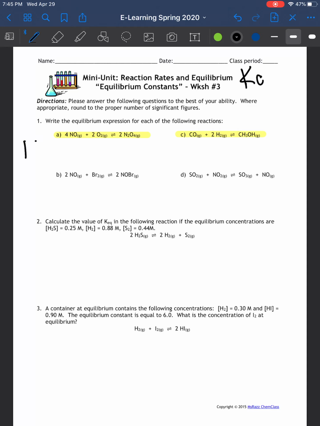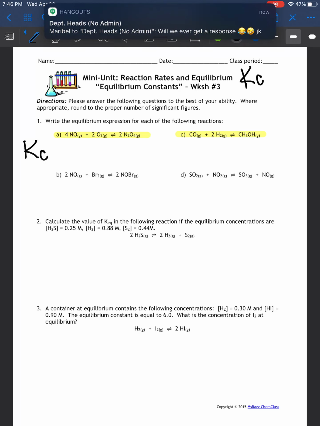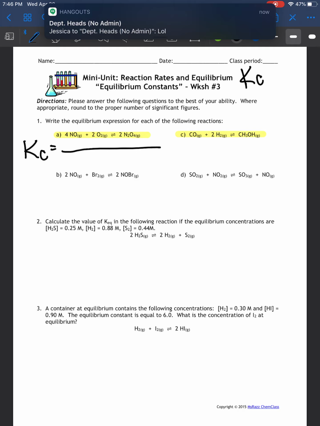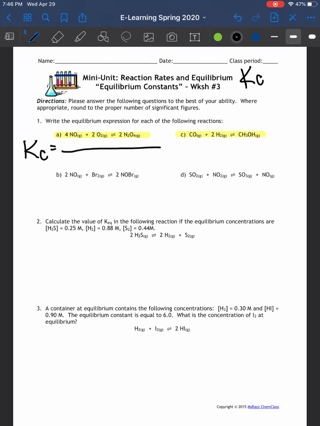So my equilibrium expression, Kc, is equal to products divided by our reactants. Our products are here on the right side of the arrow, and our reactants are here on the left side of our arrow. Let me just erase this. I'm not going to have too much space to write.